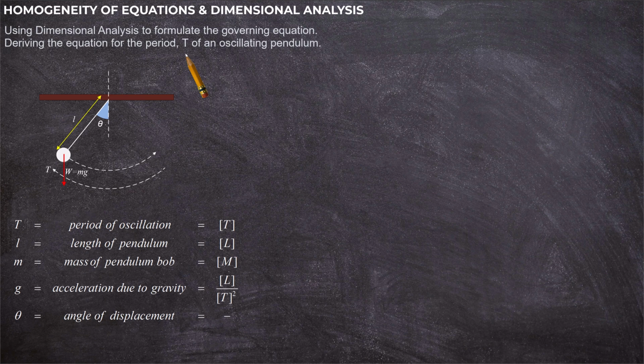Consider the case of obtaining the period T, capital T, of a simple pendulum. The period T is the time taken for one complete oscillation and the dimension is capital T.